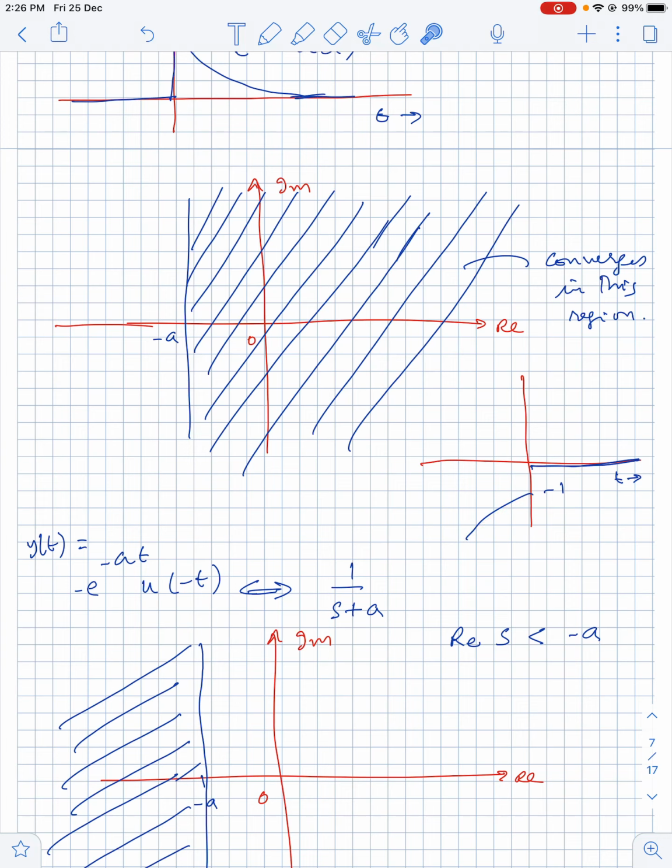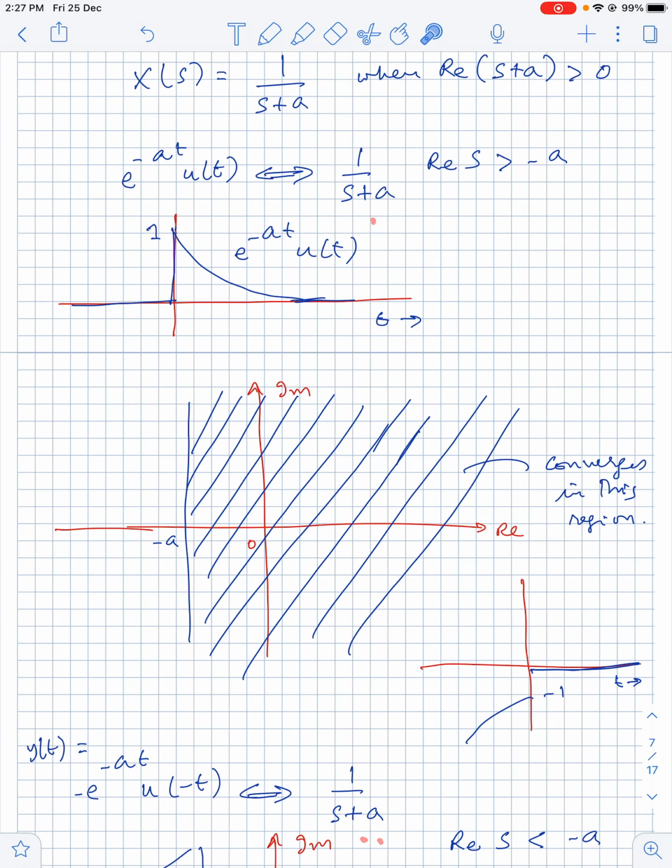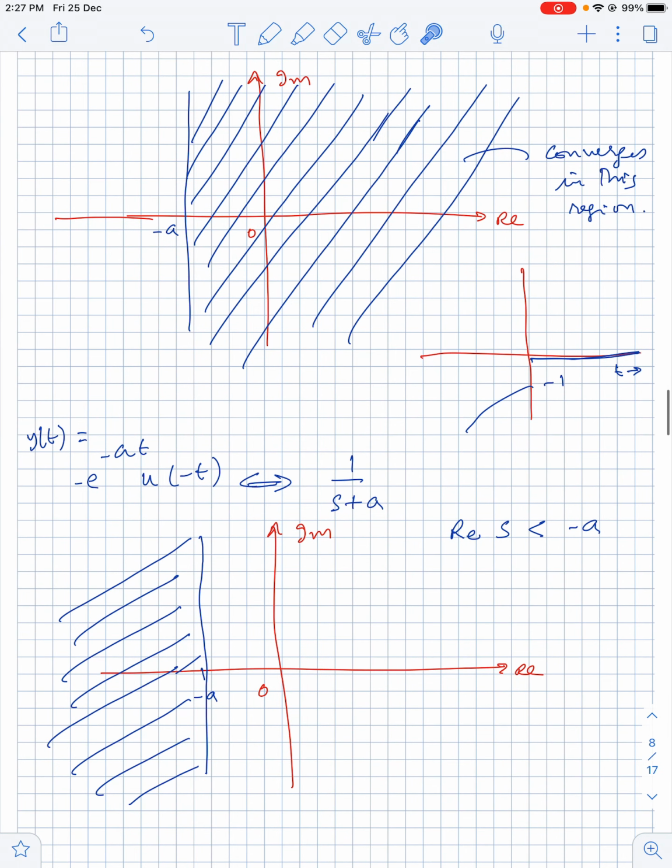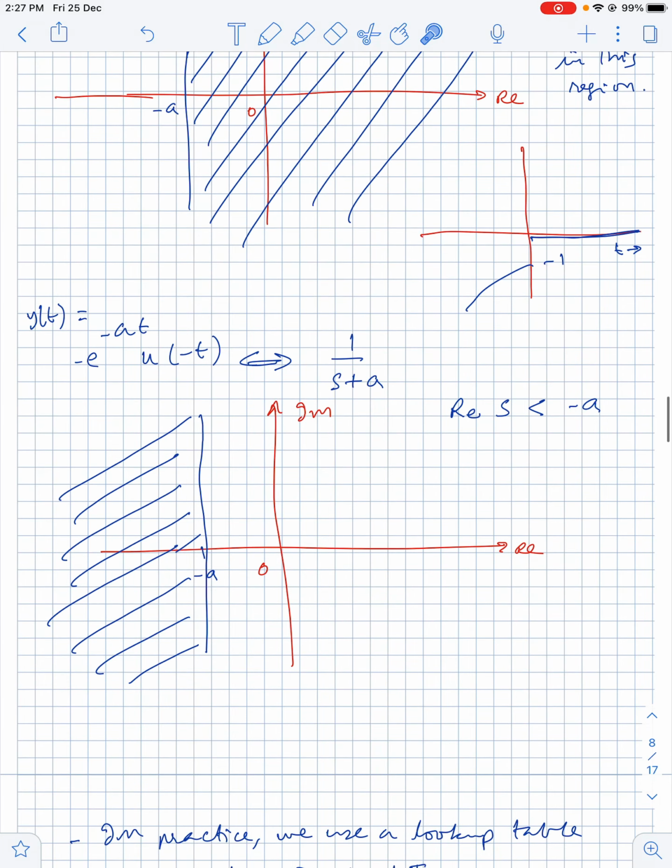Now if you compute the Laplace transform of this particular signal, again you will get the same expression, 1 by s plus a, which is what we got here. But the only difference is that this will have a different region of convergence. The condition for this Laplace transform to exist for this particular signal is that the real part of s should be less than minus a. So again we look at the same xy plot.